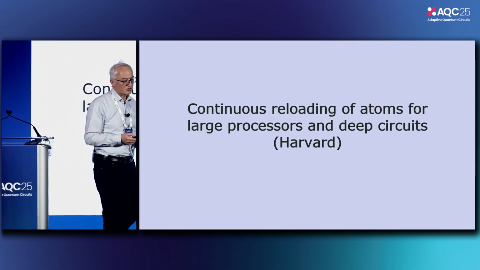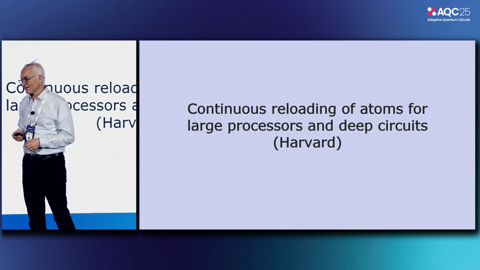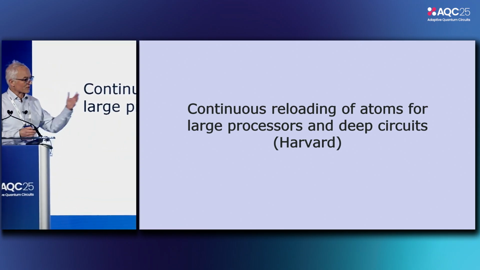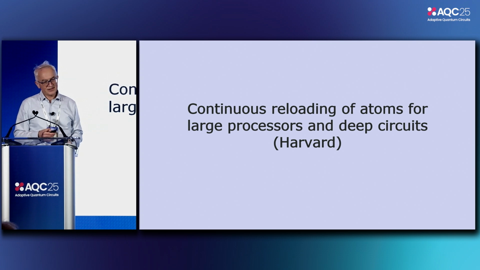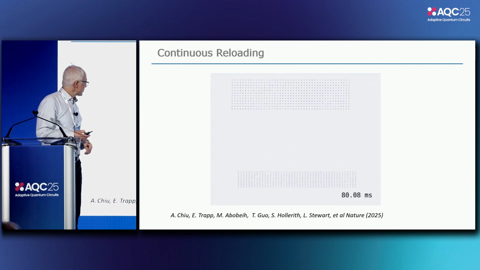Let me finally show you how to replace atoms, because as I said, there's a little bit of a loss process. So right now, you can do about maybe 1,000 rounds before the atoms are lost, 1,000 gates or so.